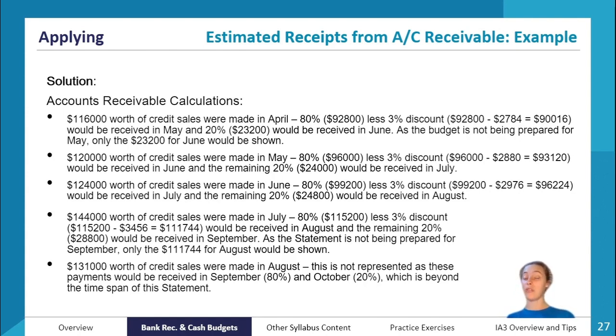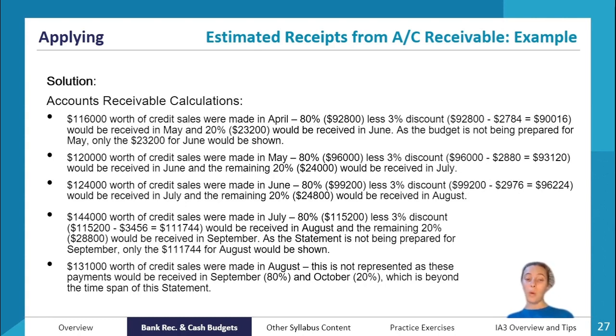I haven't got that extra sentence on the end because our cash budget was going to be for June, July, and August. So both figures that we found in that line, the figure for June and the figure for July, are going to be included. And likewise for the next one. However, when we get to the fourth one, we can see that we're acknowledging the statement is not being prepared for September, so only the August figure would be shown.